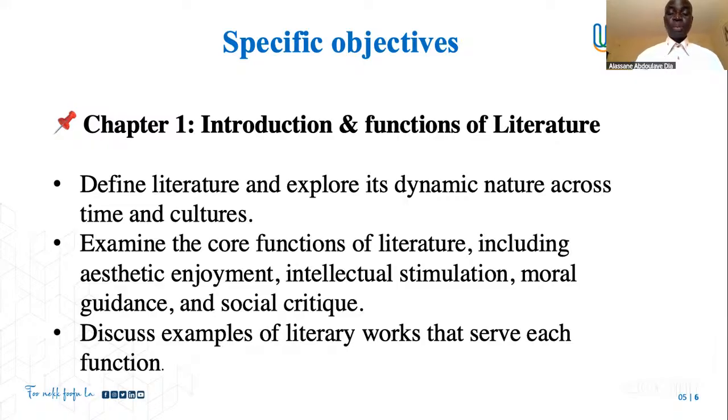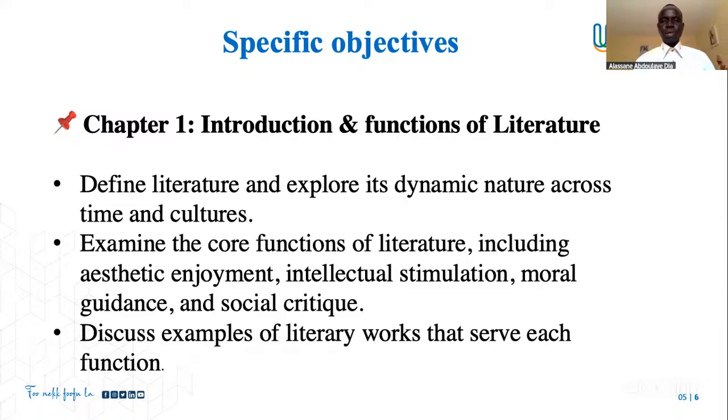And the other specific objective is to discuss examples of literary works that serve each function. Here we will have a short discussion where you will be given examples of pieces of literature, and then you work on them and we discuss.